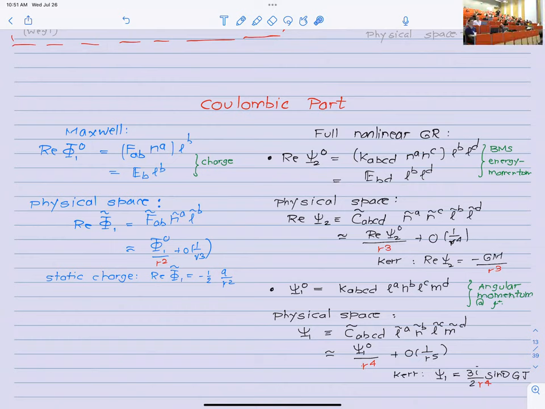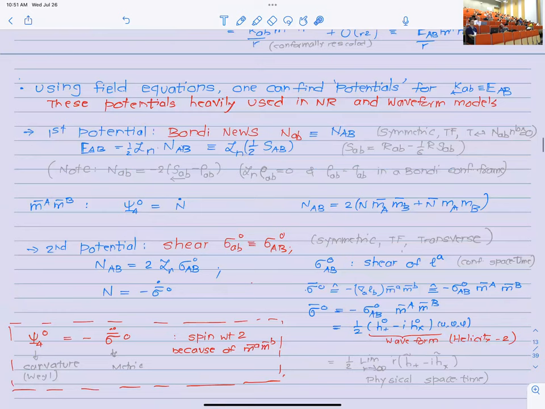Yes, thank you for a very nice lecture. I guess I have two kind of related questions. Please. So first one is considering these potentials connected to this news function and the shear. Are these potentials introduced uniquely, or is there some gauge freedom in choosing them?